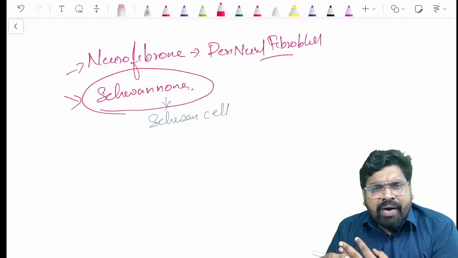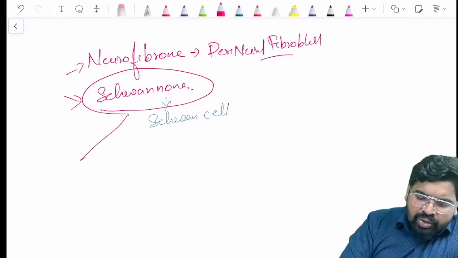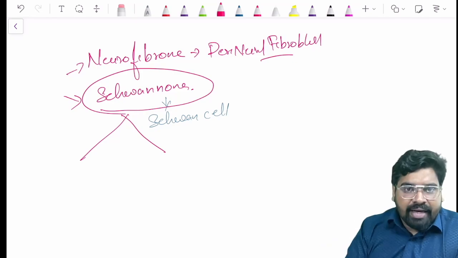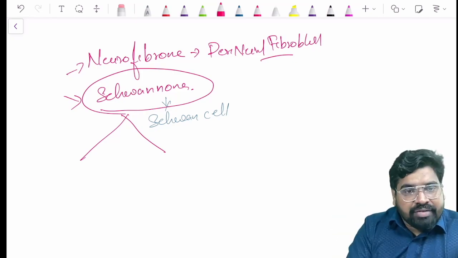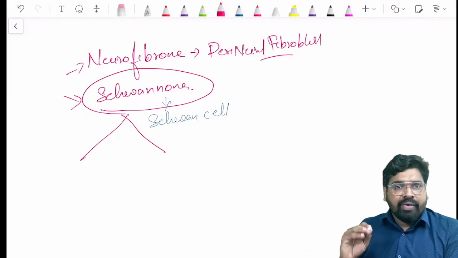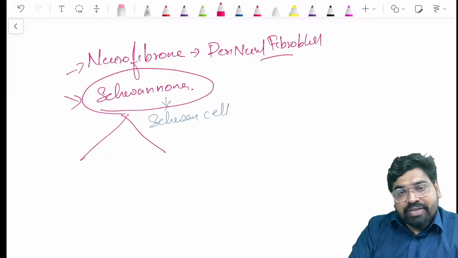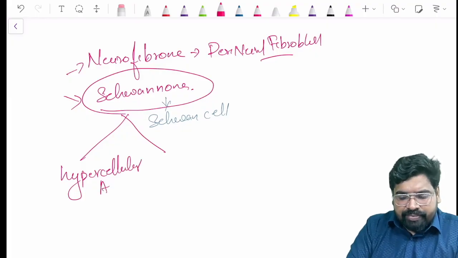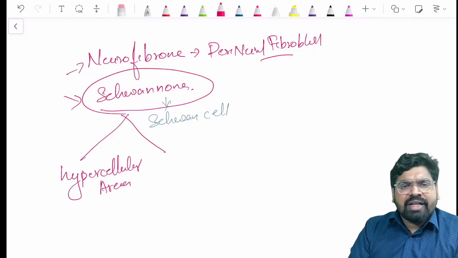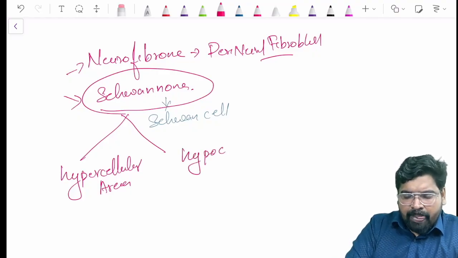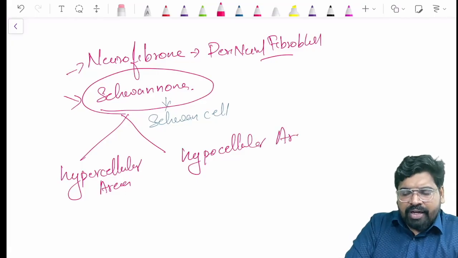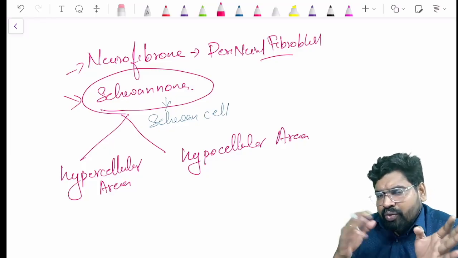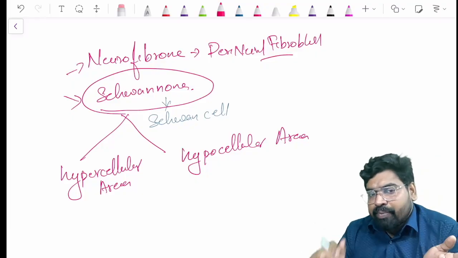Now, in schwannoma, you see two areas in the same tumor. One area will have more number of cells and one area will have less number of cells. In areas where there are more cells, we call it hypercellular area. Where there are fewer cells, we call it hypocellular area. The histology of schwannoma is very important. In the schwannoma, there are two histological areas: one is hypercellular, one is hypocellular.